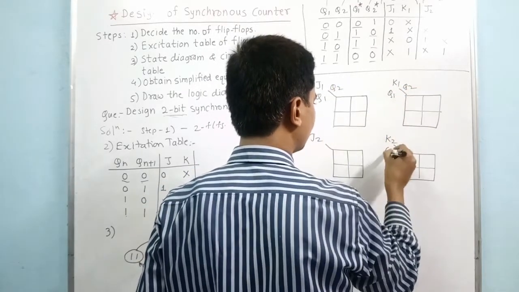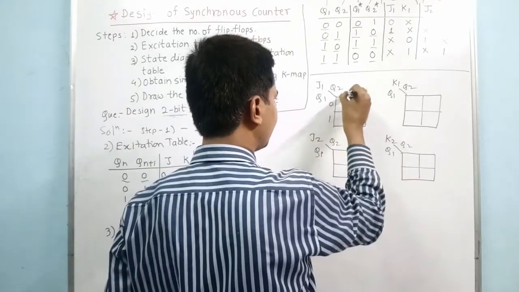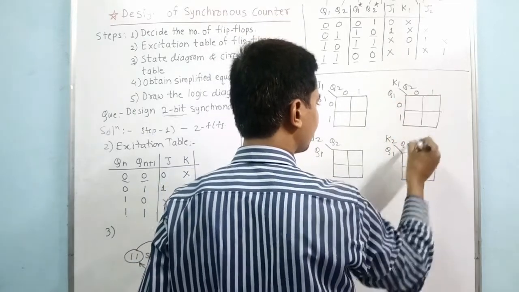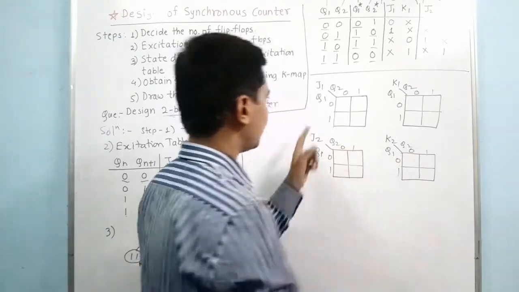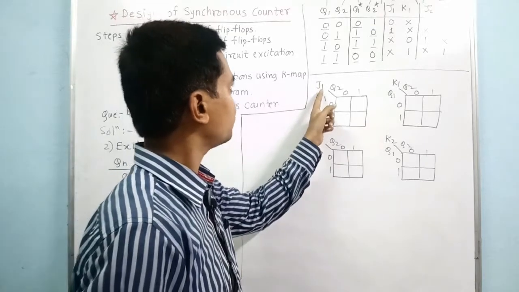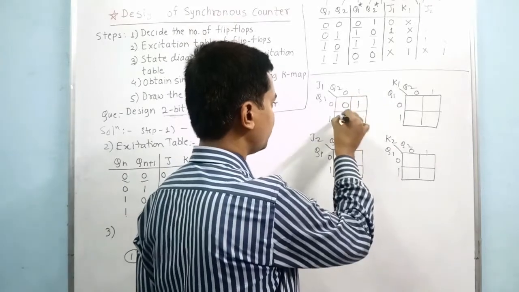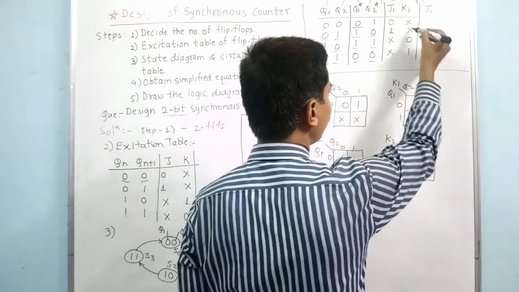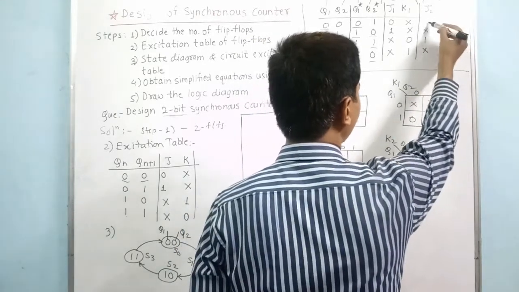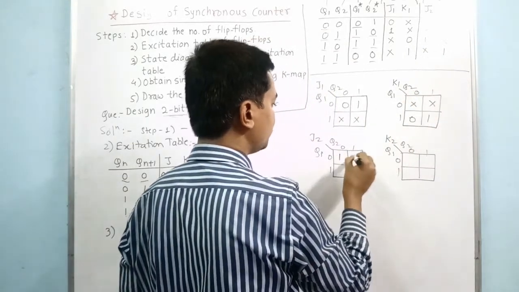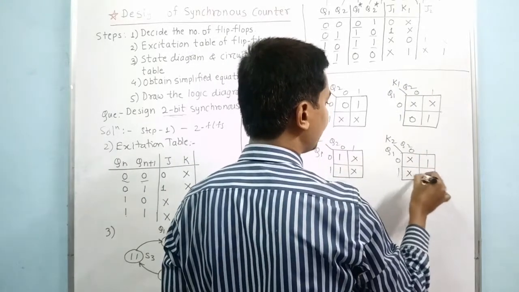Q1 Q2, with values 0 1 0 1 along the cells. Okay, now for J1, 0 1 don't care, right, here 0 1 don't care. For K1, don't care 0 1, don't care 0 1. For J2, 1 don't care 1 don't care, 1 don't care 1 don't care. For K2, don't care 1 don't care 1.